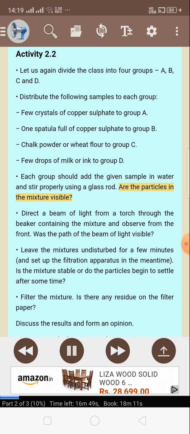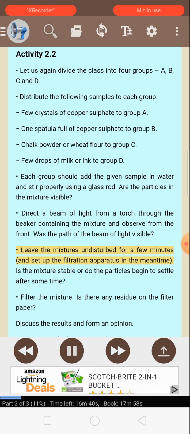Are the particles in the mixture visible? Direct a beam of light from a torch through the beaker containing the mixture and observe from the front. Was the path of the beam of light visible? Leave the mixtures undisturbed for a few minutes and set up the filtration apparatus in the meantime. Is the mixture stable or do the particles begin to settle after some time? Filter the mixture. Is there any residue on the filter paper? Discuss the results and form an opinion.